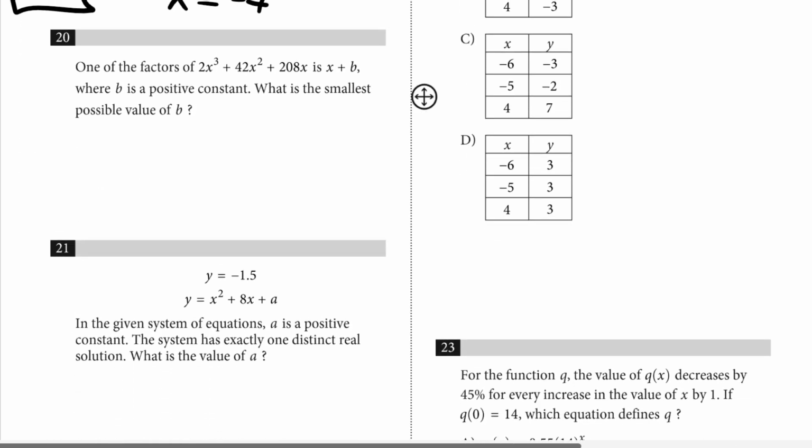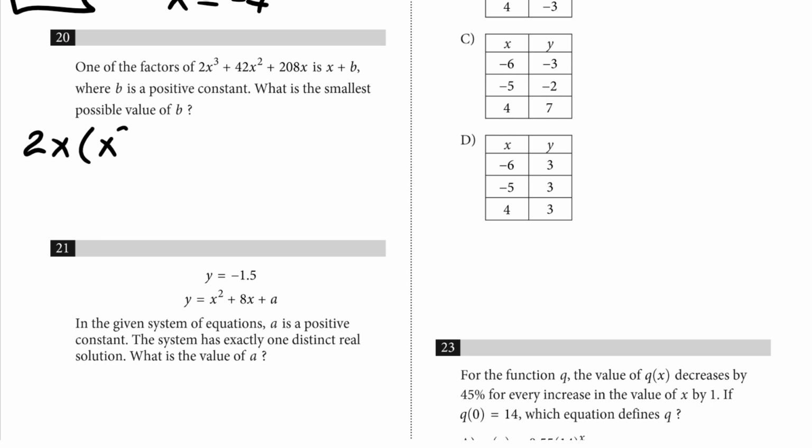Number 20. One of the factors of 2x cubed plus 42x squared plus 208x is x plus b, where b is a positive constant. What is the smallest possible value of b? So first we need to find out what are the factors of this expression. They all have a 2x in common, so we can factor that out. We'll be left with x squared plus 21x plus 104.